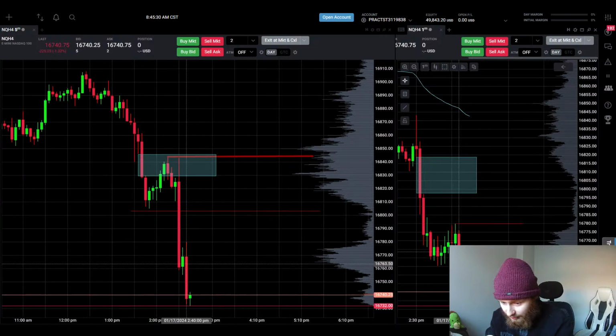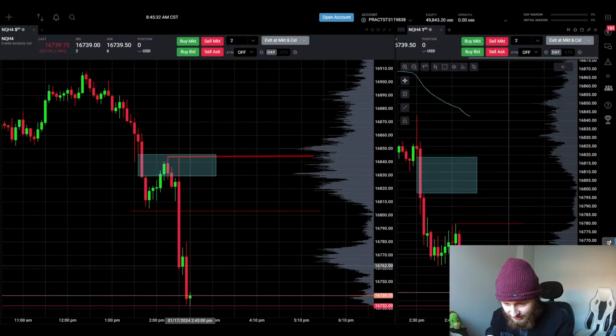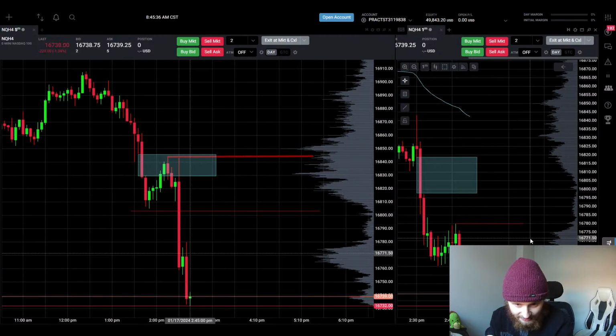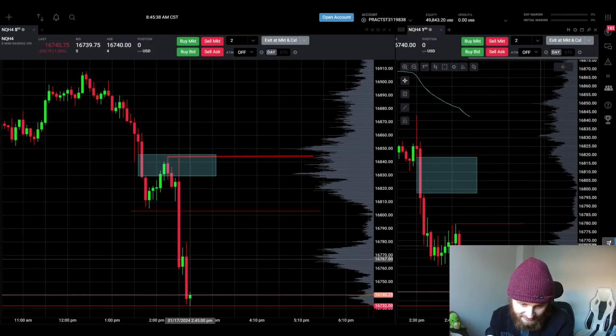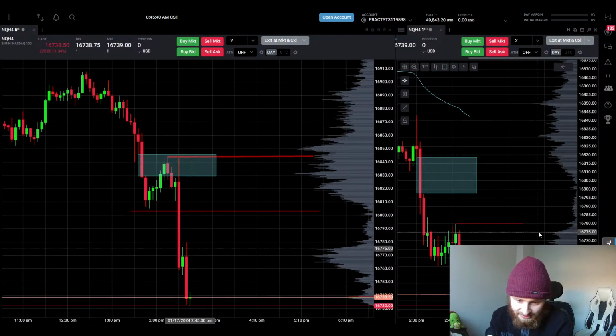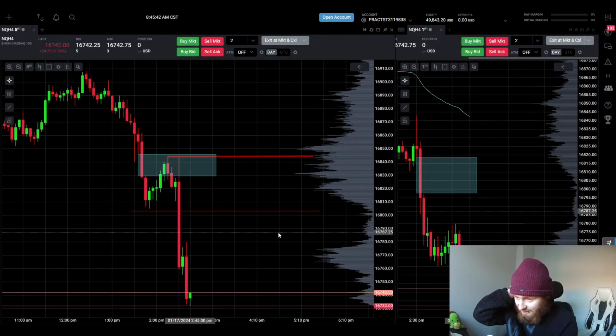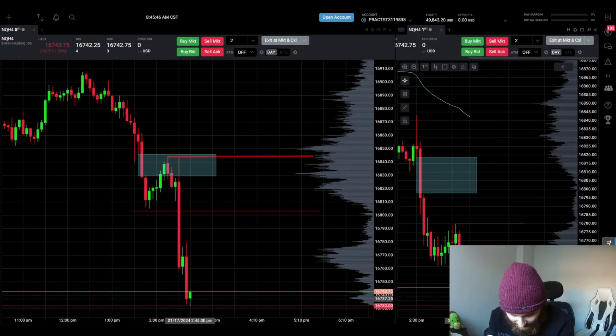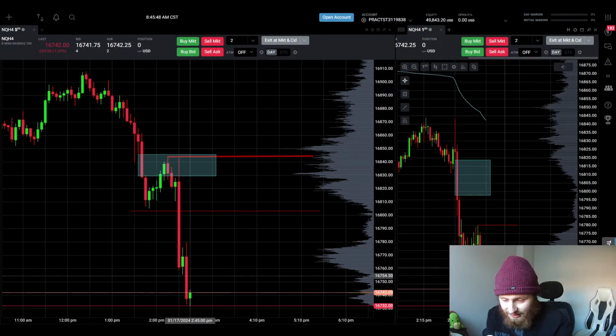We're looking for a pullback. We're looking for it to enter this zone. Now we can see most of the volume is actually in and around the 70s to 75s. There's a lot of volume up around the 850s. So let's see what continues to happen.